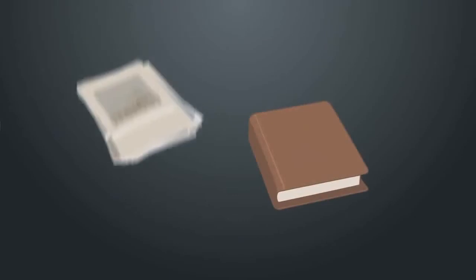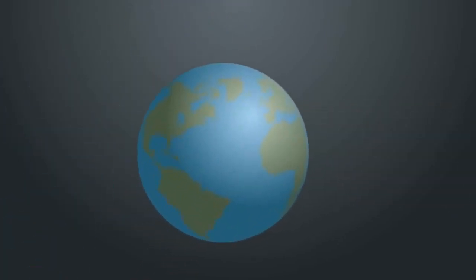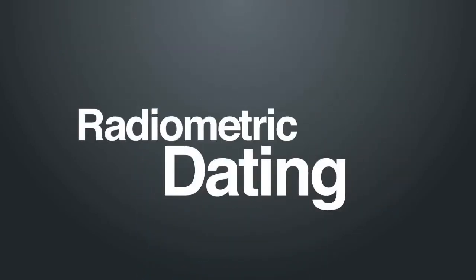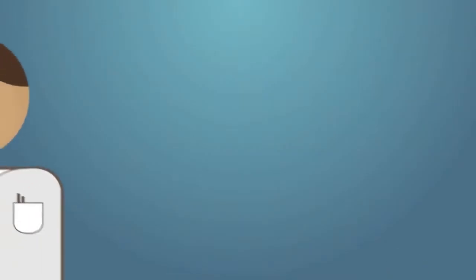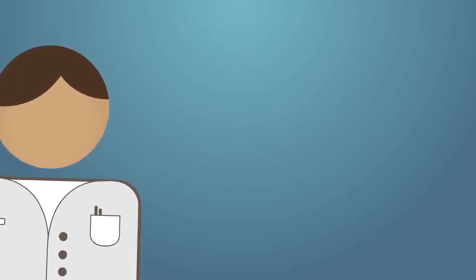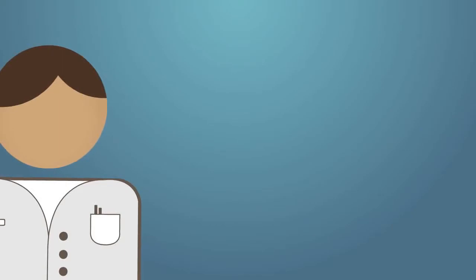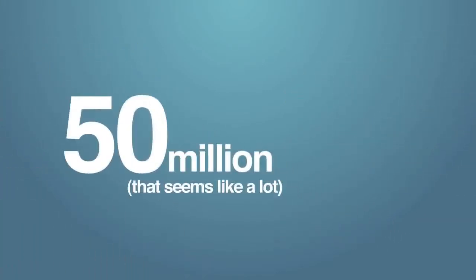Nearly every textbook and science magazine teaches that the Earth is billions of years old, and the primary dating method used for determining this is what is called radioisotope dating, or radiometric dating. Now, this is a reliable method for measuring absolute ages of rocks and the age of the Earth, right? First off, many scientists now regard the age of the Earth to be between 4.55 and 4.6 billion years old. Okay, so if this method is reliable and accurate, why the 50 million year discrepancy? That seems like a lot. But let's get into some details here and see what's going on.